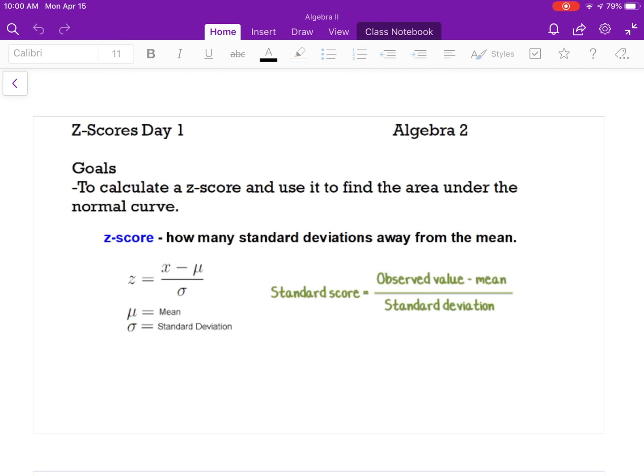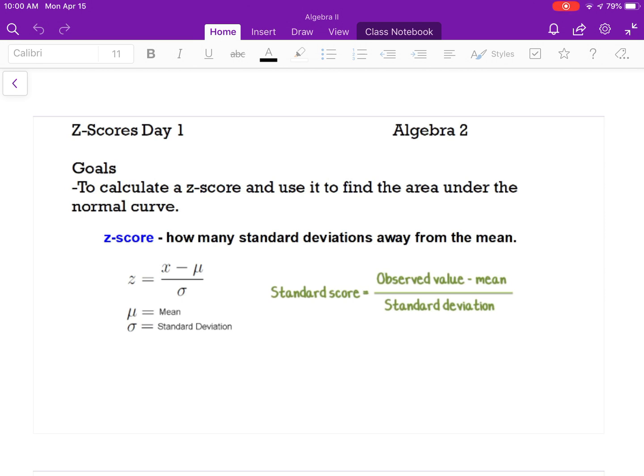Z-scores, day one. What a Z-score is going to tell us is the number of standard deviations away from the mean, or the average. Why do we have a Z-score? Well, we just got done talking about the standard normal curve in the last video. That covers numbers of standard deviations away that are whole numbers, like 1 standard deviation away from the mean, 2 standard deviations away, 3 standard deviations away, and stuff like that.